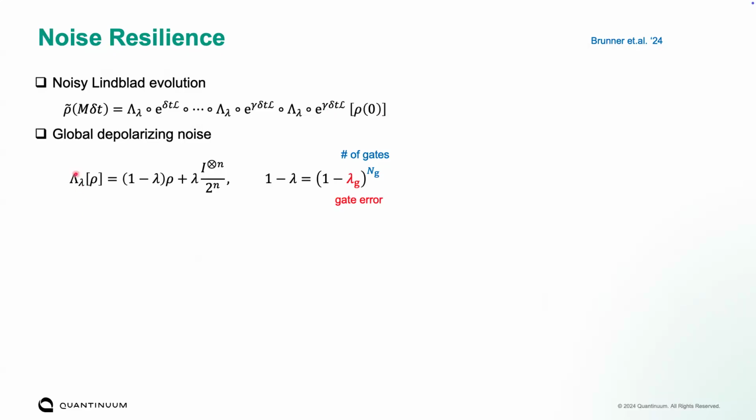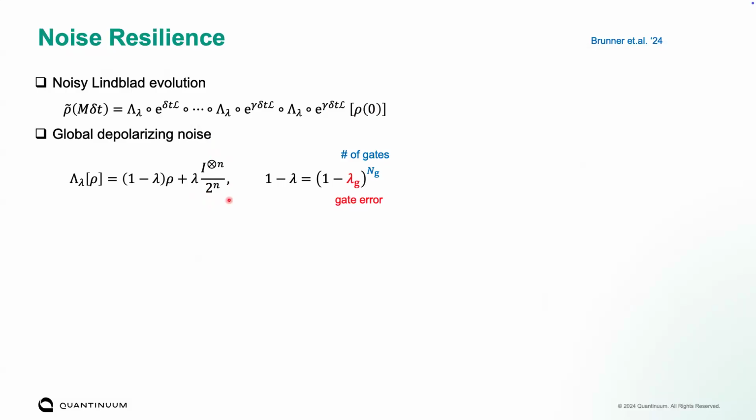So what is global depolarizing noise? Given a density matrix, with probability 1 minus lambda, you will get the original density matrix. But with the rest of the probability, you will lose all the information. So basically, you get the maximally mixed state.